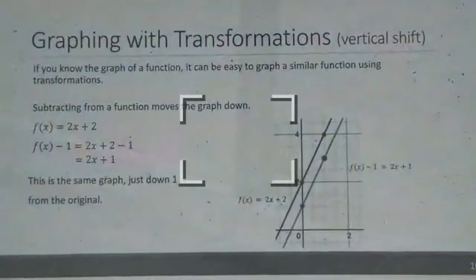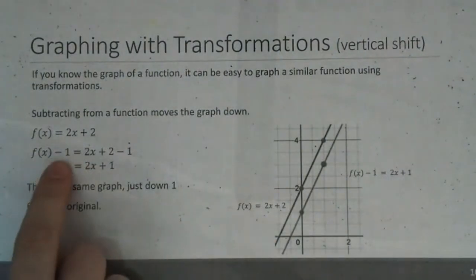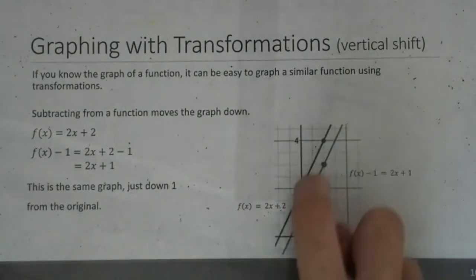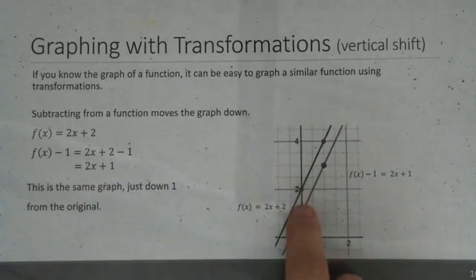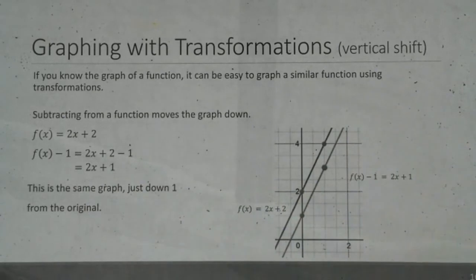As you can probably imagine, if adding on the end moved the function up, then subtracting from the end, f of x minus 1, is going to move the whole graph down. So if we have our original graph as the darker top one, then if we subtract 1 from the end, that's going to move the whole graph down 1. We can also move the graph left and right.